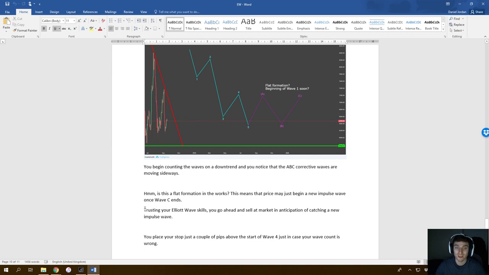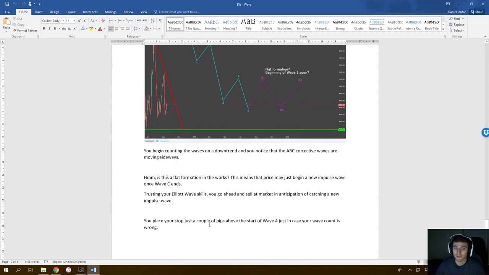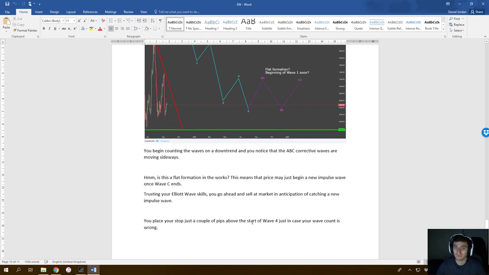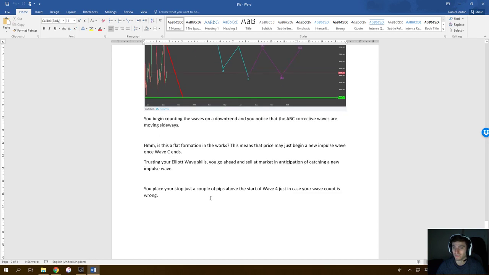Okay. Trusting the Elliott Wave skills that you have learnt from me over these last 2 lessons, you notice this flat formation appearing, and you go ahead and sell at the market in anticipation of catching a new Elliott Wave impulse 1 downwards. You place your stops just a couple of dollars, in this case if you're looking at Bitcoin, above the start of wave 4, just in case your wave count is wrong.